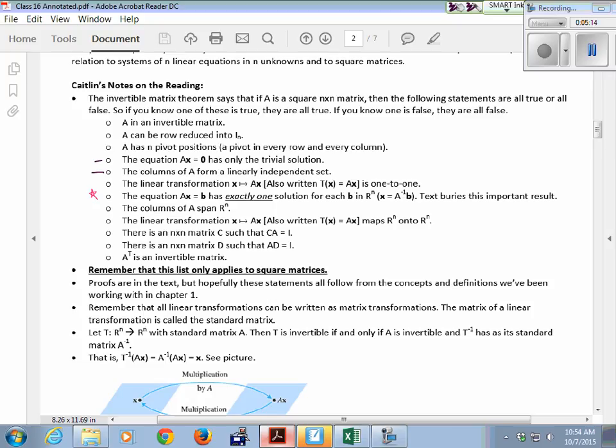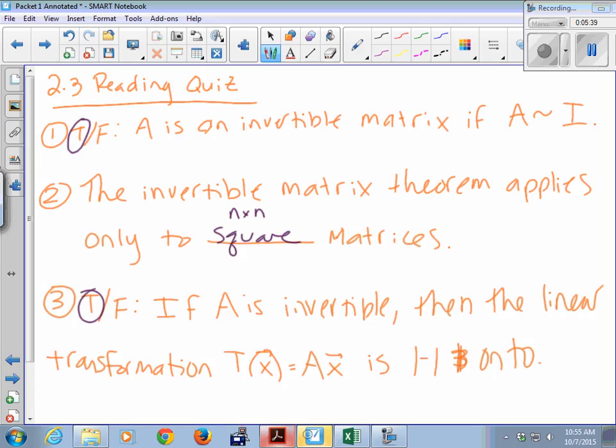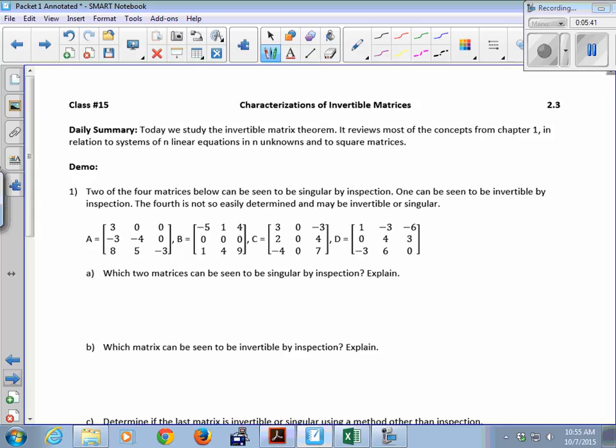There's an n by n matrix C such that C times A equals I, and another one such that A times D equals I. That is the inverse. This just says you can find an inverse, and A transpose is also invertible. It's just a long list of equivalent statements. Remember, it only applies to square matrices. Okay. All right, so let's look at some examples.